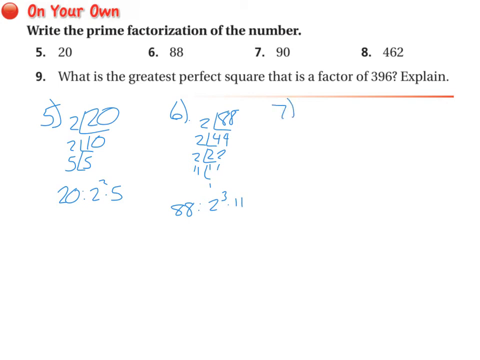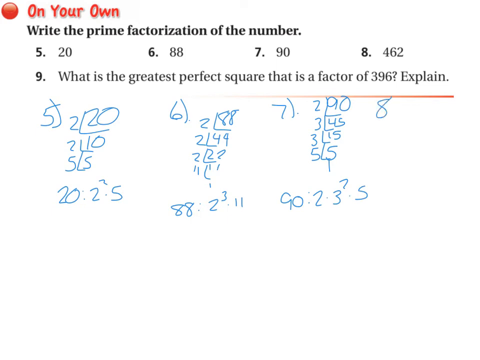Number 7, for 90, we break it down. We can divide by 2, we get 45. We can't divide that by 2, but we can divide it by 3, and we get 15. 15 can be divided by 3 again, and we get 5. 5 can be divided by 5 and we get 1. So my prime factorization of 90 will give me 2 times 3 squared times 5.